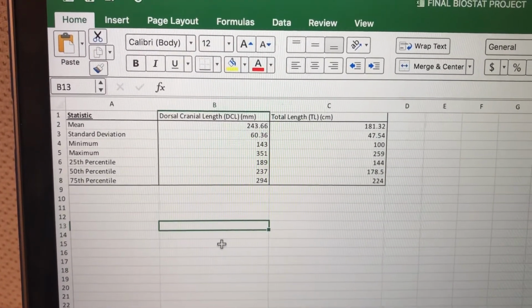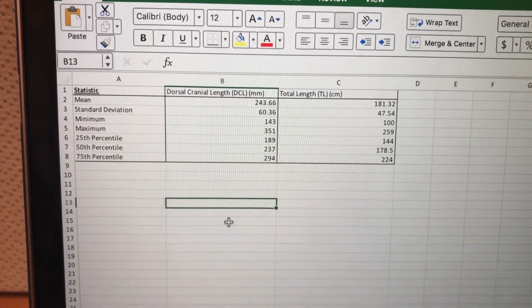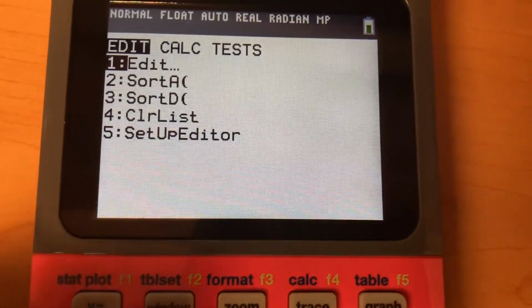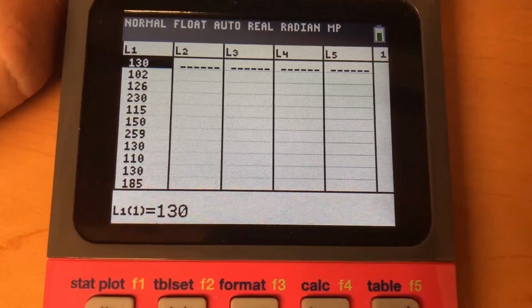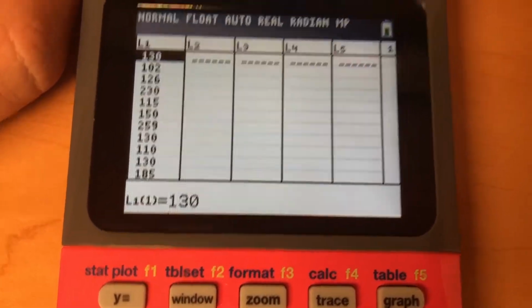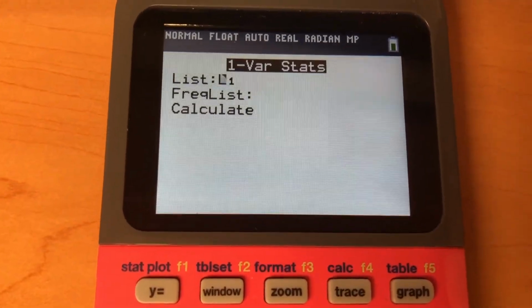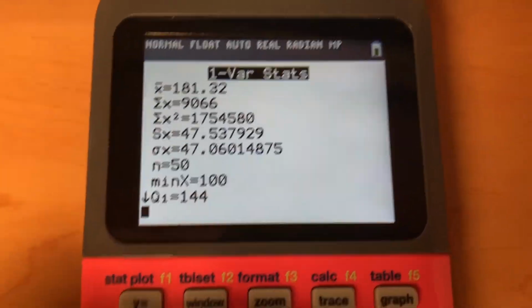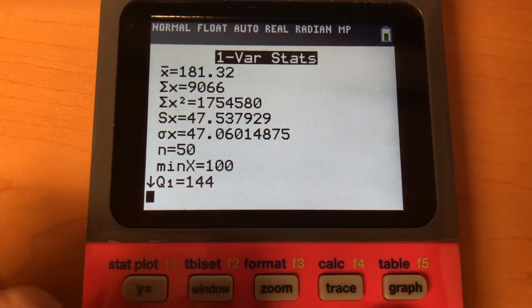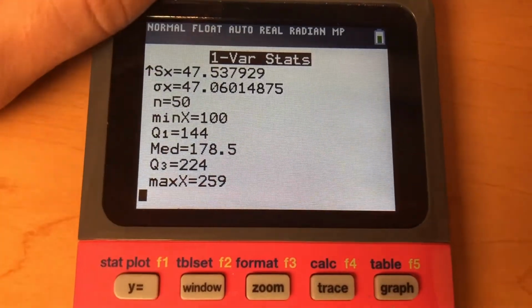So in order to find the mean, standard deviation, min, max, and all three percentiles for the dorsal cranial length and the total length, I went to Stat, Edit, entered in all the data for each set. So in this particular example, I entered in the data for the total length, and then also went to Stat, Calc 1, enter, calculate, and it gives you all the data points required to answer this problem. And you do this for both the total length problems and the dorsal cranial length.